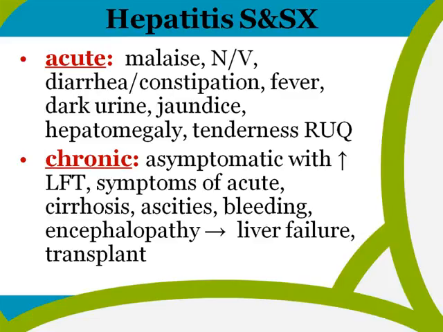Ascites is an accumulation of fluid in the abdominal cavity, and we'll talk more about it in just a minute. Bleeding can be an issue because think about what the liver does.